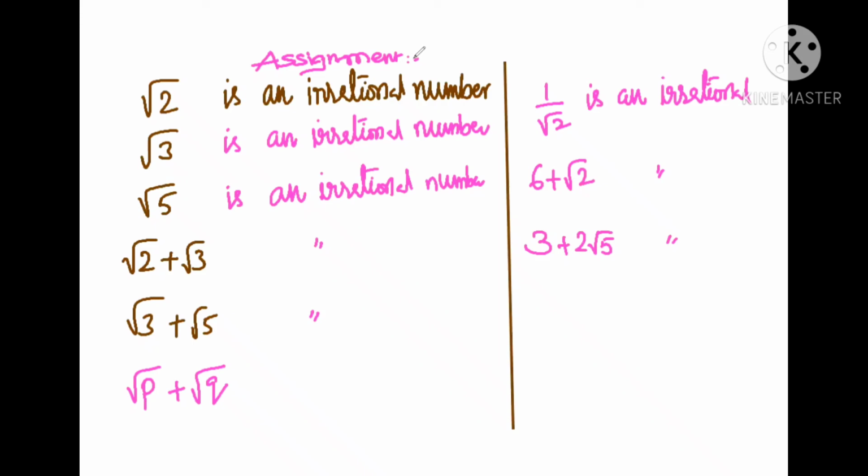So we can conclude that here we have seen two methods for proving a mathematical statement by proof by contradiction. Square root of 2 is an irrational. Square root of 3 is an irrational. Square root of 5 is an irrational. Prove that root 2 plus root 3 is an irrational. Prove that root 3 plus root 5 is an irrational. Prove that root p plus root q is an irrational.